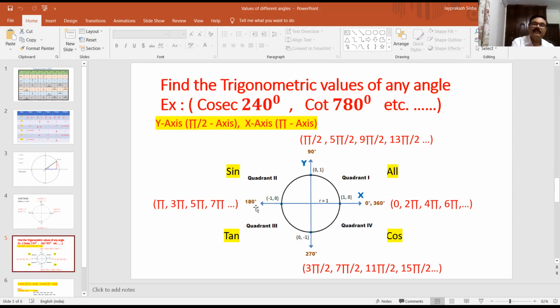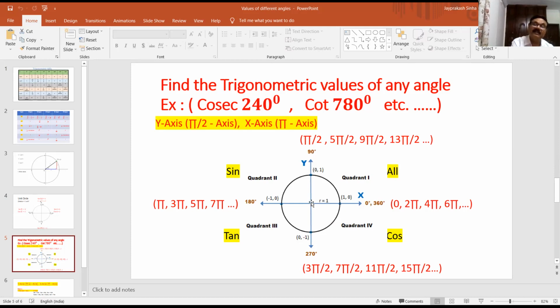See, this is the unit circle, a circle with radius 1. So these are the values of sin 0 and cos 0. Cos 0 is equal to 1, sin 0 is equal to 0. Here cos 90 is equal to 0 and sin 90 is equal to 1. Here cos 180 is equal to -1 and sin 180 is equal to 0. Here cos 270 is equal to 0 and sin 270 is equal to -1. So these values you already know.